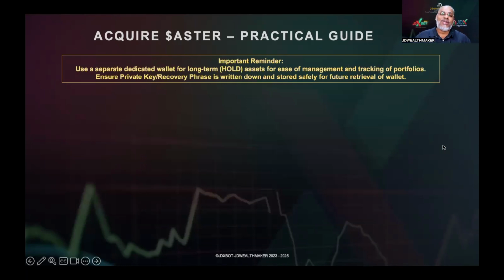Now, how to acquire? Are you guys ready? How to acquire? I'm going to show you a practical guide. You can use this guide later on to set up your wallet, to acquire, and so on. Any questions before I proceed? I hope everything is clear here. If there's no question, then let's proceed. This will be the last part of it.